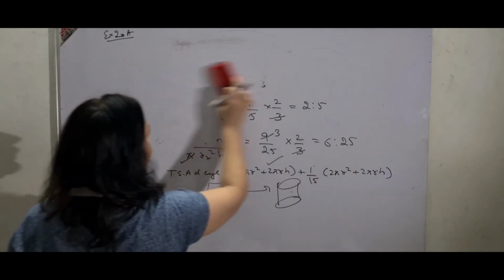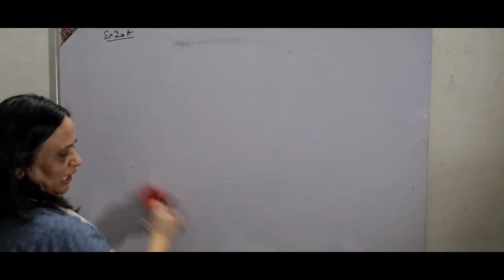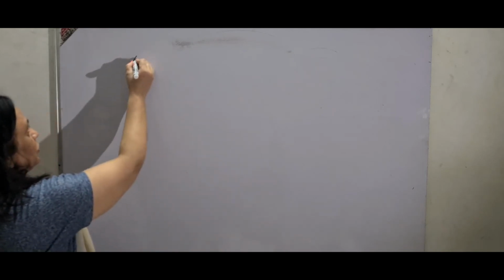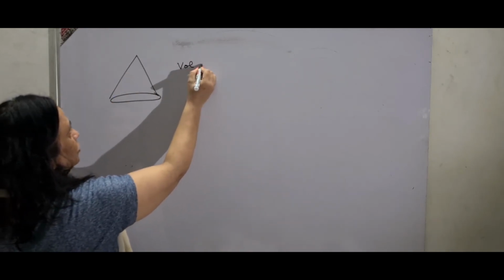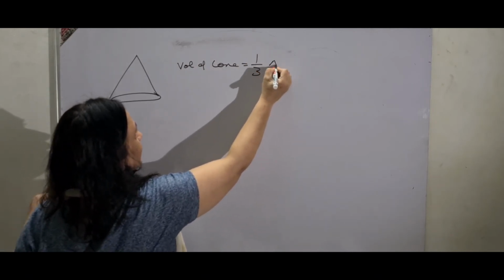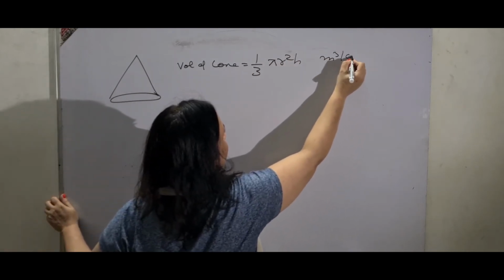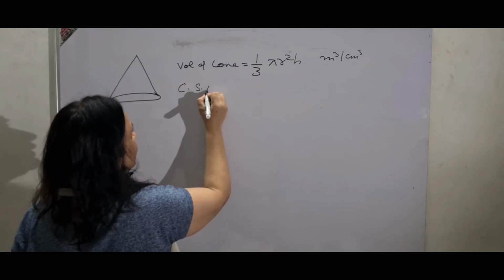Okay, moving on the same lines, the next three-dimensional figure which we are going to do is the cone. I am going to give you the formulas of the cone. This is the shape of the cone, which you know, and the volume of the cone is 1 by 3 pi r square h, in meter cube or centimeter cube. And the curved surface area of the cone.